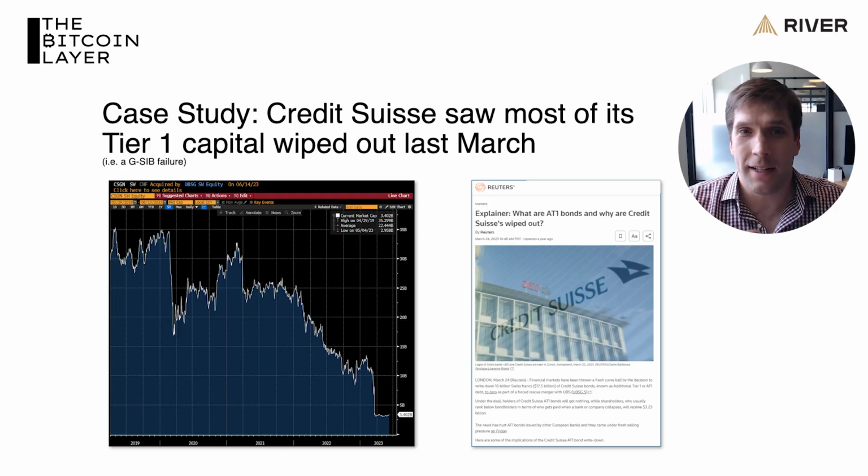Tier 1 capital? So Credit Suisse was a GSIB. Big story last year: one of the 30 GSIBs that are the core foundation of the global banking system, if you will, ran out of Tier 1 capital last March. Remember we talked about common equity Tier 1. That's this chart on the left-hand side. Everybody followed the drawdown in the Credit Suisse stock price. So it was very apparent from a market perspective that there was something going on.